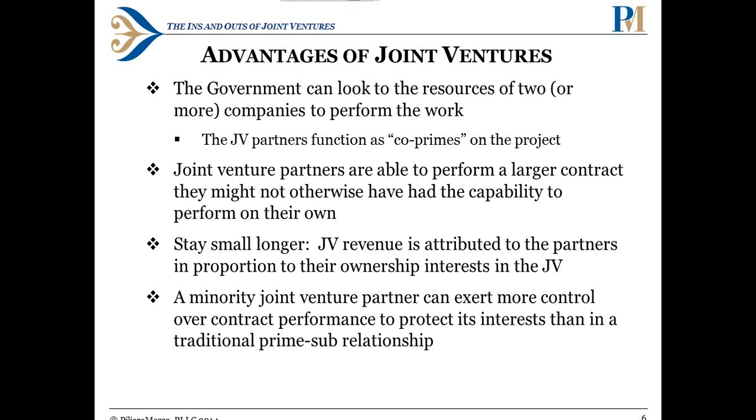By contrast, in a prime-sub relationship, the prime contractor's getting 100% of that revenue, even if it turns around and subcontracts a good chunk of it to another party. So you can slow your revenue growth against your small business size standards by running contracts through a joint venture, as opposed to when you're the prime and you have to sub.